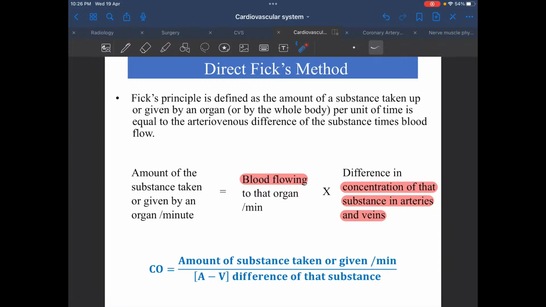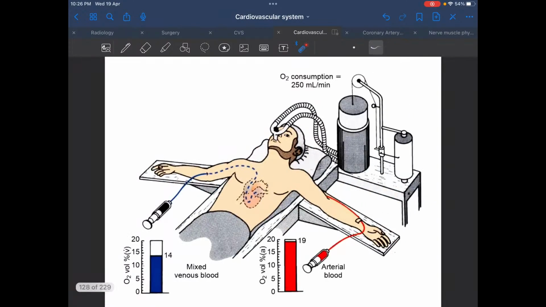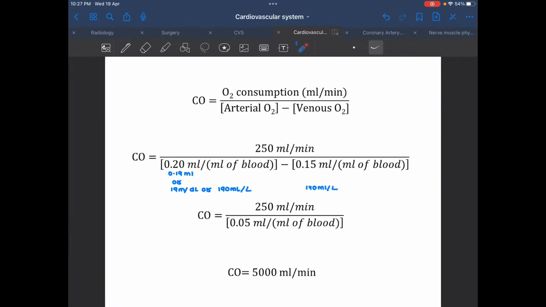Okay, so we have already seen the direct Fick method as well. So whatever we needed, we can calculate accordingly, and we have already seen this picture as well. We have already used the example that we did in the case of the lungs, the 250 ml per minute, that is the oxygen consumption by the body. We calculated the arterial concentration and the venous concentration, subtracted the two, obtained the difference, and now we have the cardiac output to be about 5 liters per minute, which we've already studied.